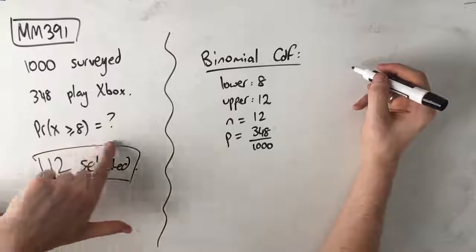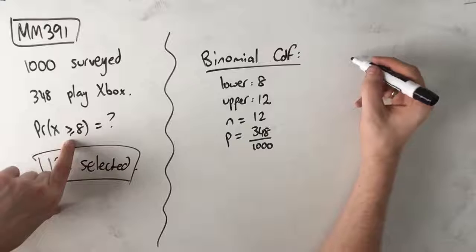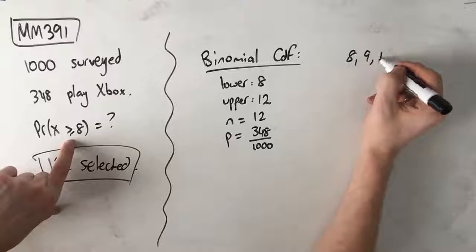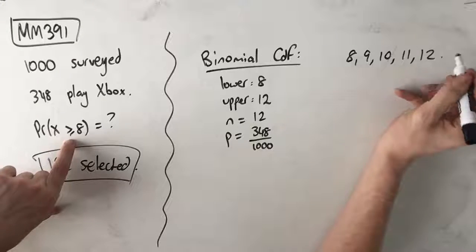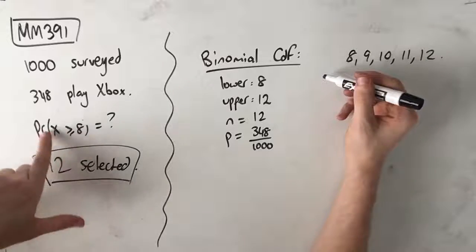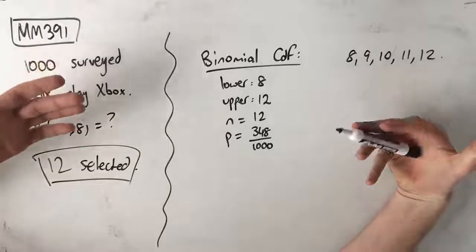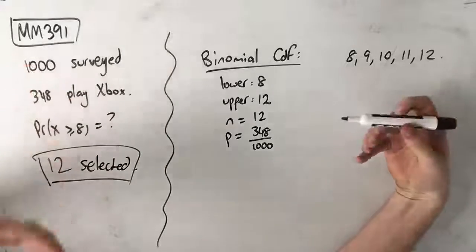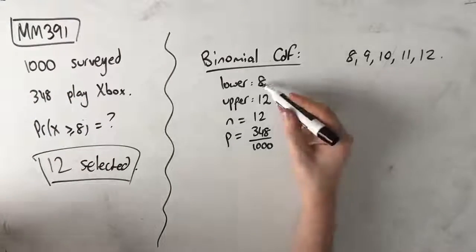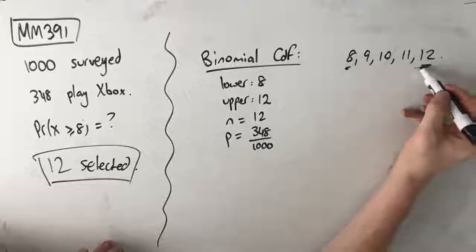Because we have, as part of this probability, the probability that at least 8 play, we could have 8 playing, 9 playing, 10 playing, 11 playing, or 12 playing, right? Can't have less than this because then it's not inside this sample space, and we can't have more than 12 because there's only 12 that's been selected. We can't have 13 out of the 12 that's been selected. That makes no sense.